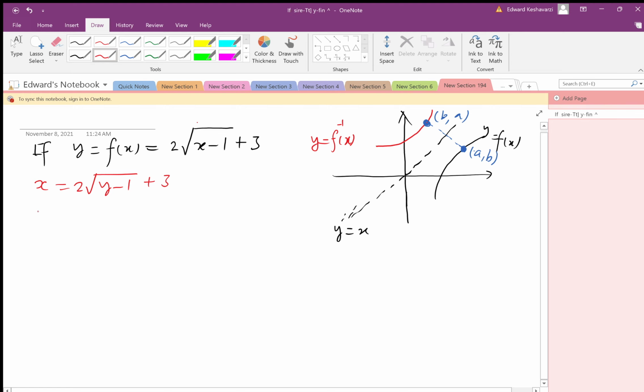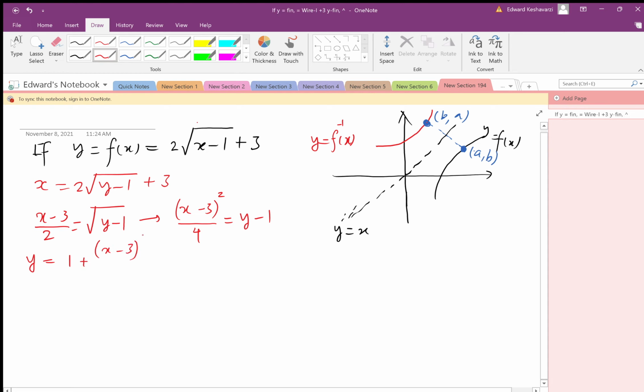So I'm going to take 3 over and divide by 2 to get square root of y minus 1. And I'm going to square both sides. It's going to be (x minus 3) squared over 4 equals y minus 1. And finally, y equals 1 plus (x minus 3) squared over 4. So this one obviously is f inverse of x.